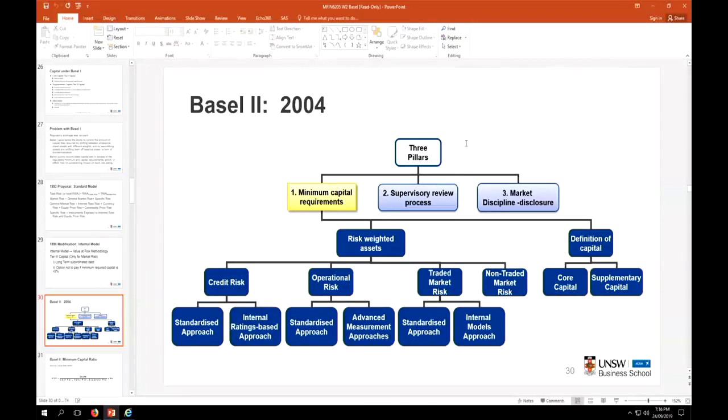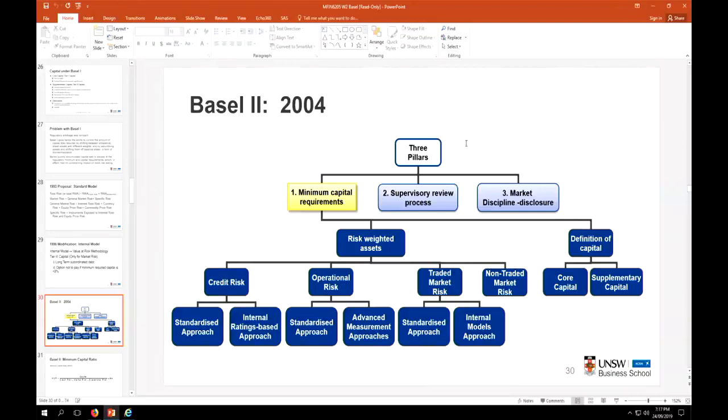Capital was better defined. And then risk-weighted assets. So we continue to have credit market risk. Credit risk, we do have 2 approaches for credit risk. But we also have operational risk. We also have non-traded market risk. Non-traded market risk is the interest rate risk in the banking book, which is quite interesting.